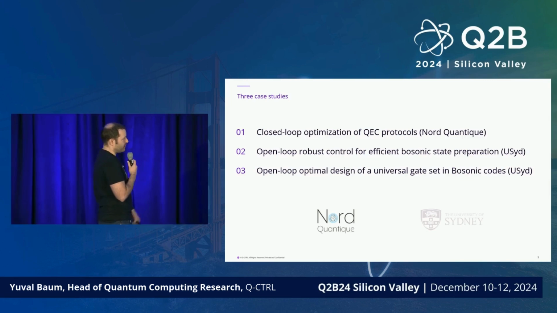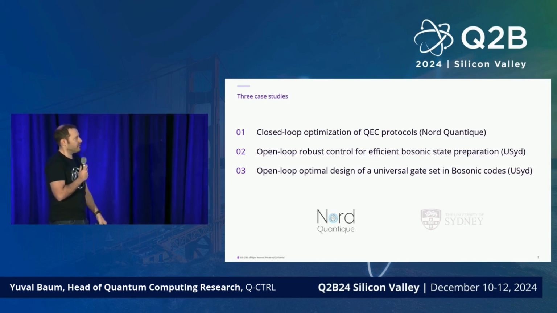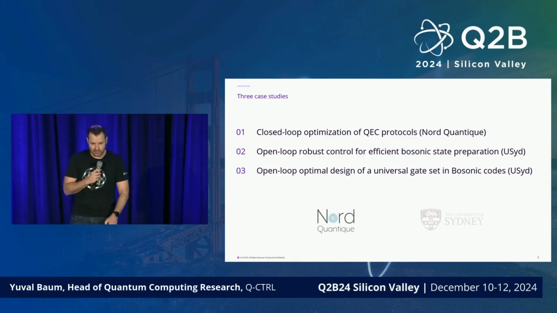So I'm going to tell you about 3 cases. The first one is by Nord Quantique, where they used closed loop optimization to design a specific quantum error correction protocol, and then 2 works by the University of Sydney, where they used model-based optimization, a robust one, to both prepare bosonic states and then also design a universal gate set between these bosonic states.